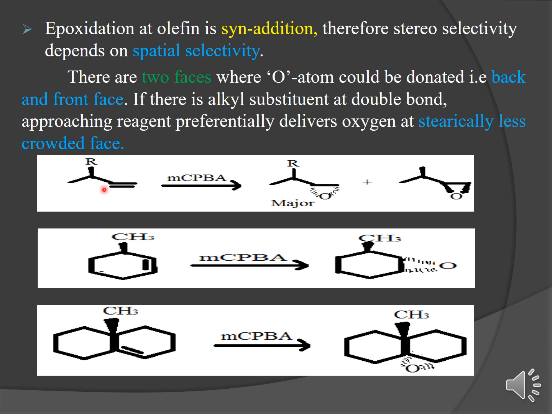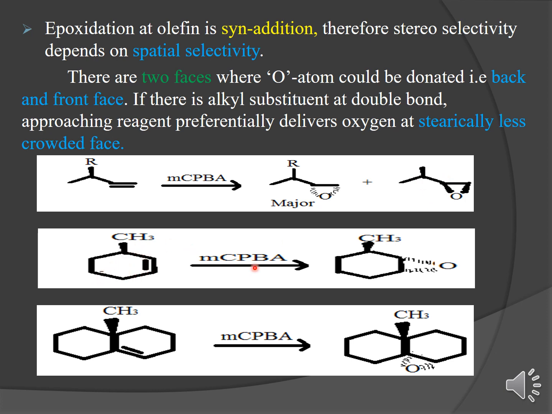So if you take this compound and treat it with MCPBA, the epoxidation takes place from the back side, and that is your major product, and this is your minor product.